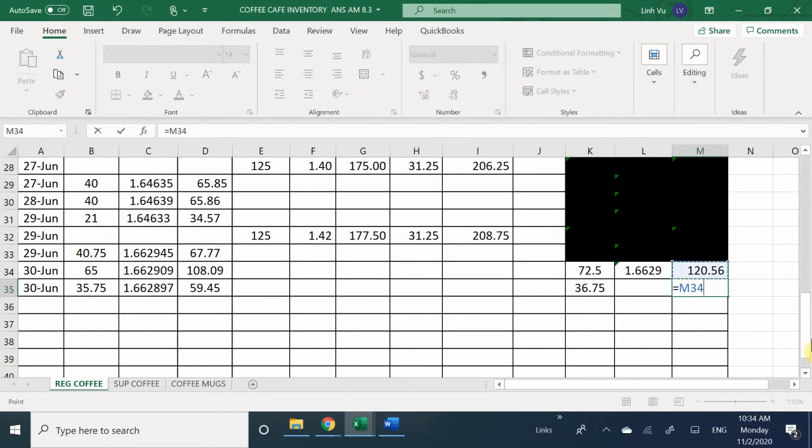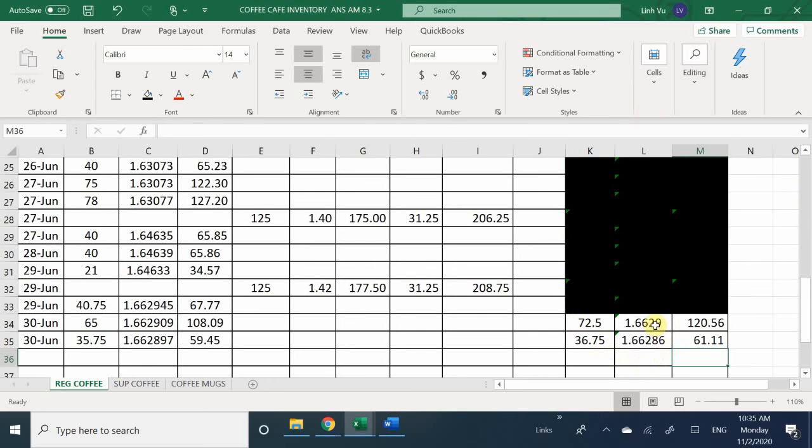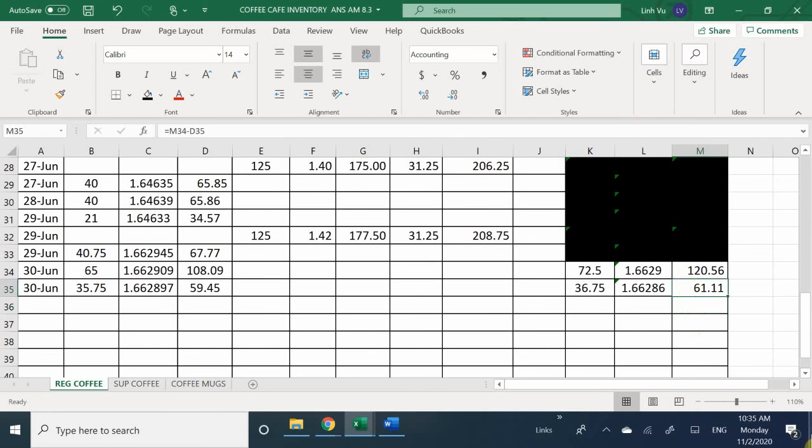So let's go ahead and calculate our brand new total. If I started with 120.56 and I sold 59.45, what is my new total? 84.81. I did not get 84.81. Let's try that again. I got confused. We're starting with 120.56.